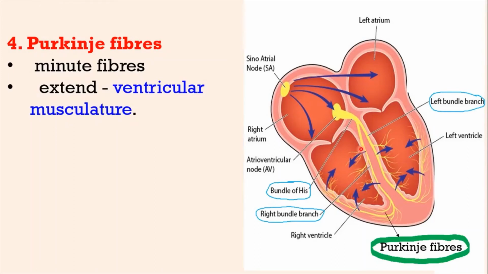Purkinje fibers are formed from the two branches of the bundle of His and they spread over the musculature of the ventricles. And they enter the respective ventricles. That means Purkinje fibers formed from the left branch of the bundle of His extend into the left ventricle. From the right branch of the bundle of His they extend through the right ventricle.